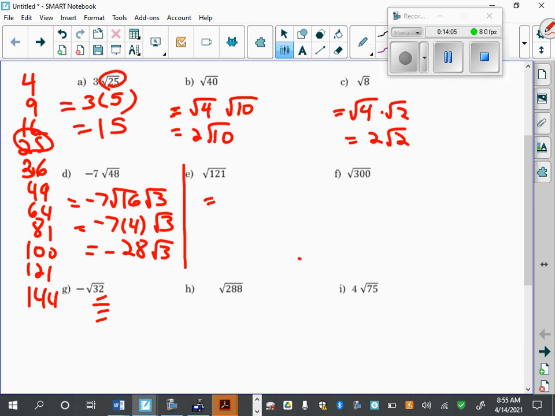And what's the answer for the square root of 121? It's on the list. It's not 11, good try. What are both answers? You got one of the answers.